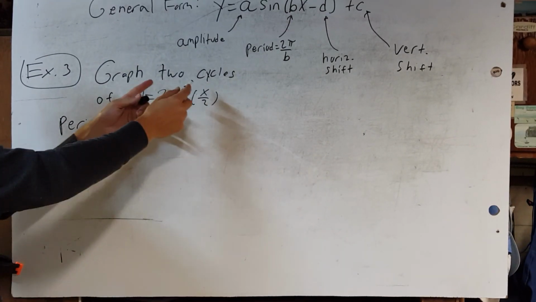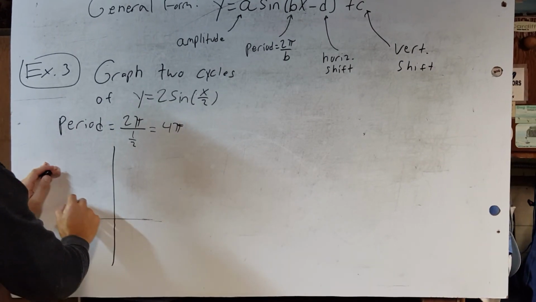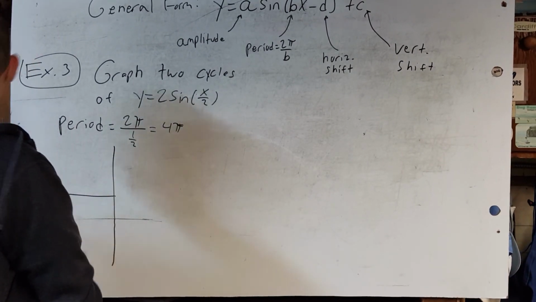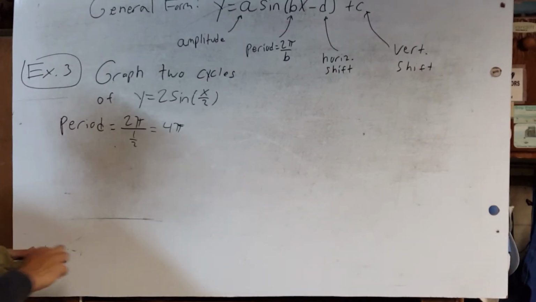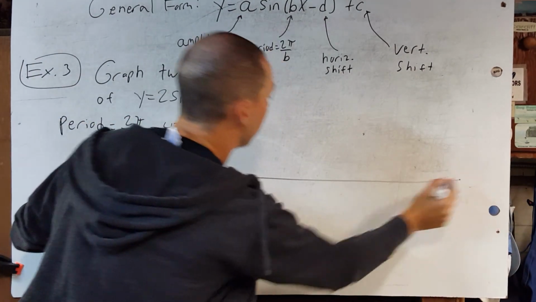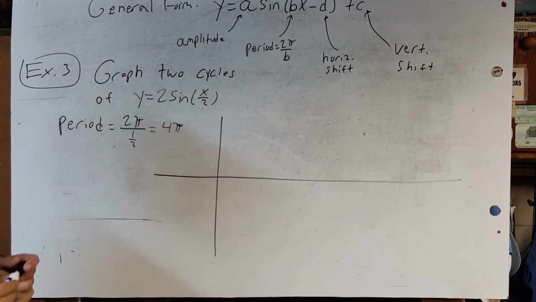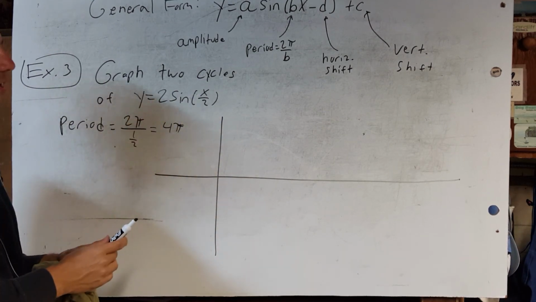Okay, I want to graph 2 cycles, however. So let's get our graph set up here. Actually, no, let's do it back over there. Okay. This time I'm only going to do one graph. I'm not going to do transformations. We're going to do both the period change and the amplitude change at the same time.